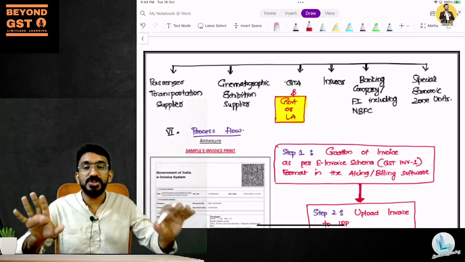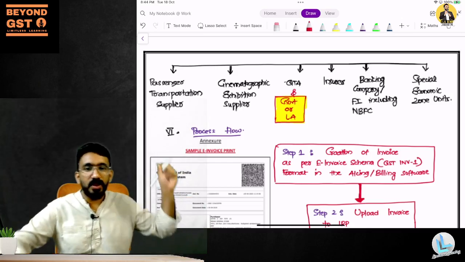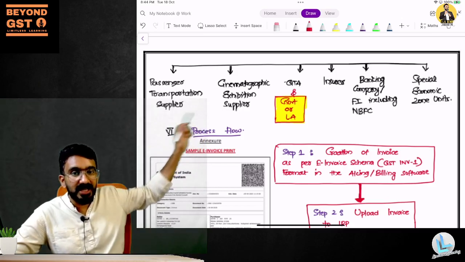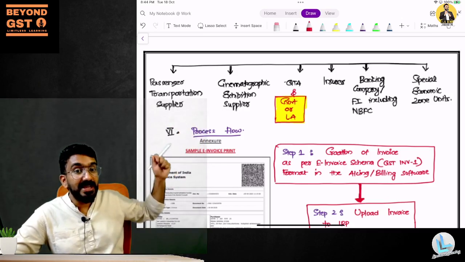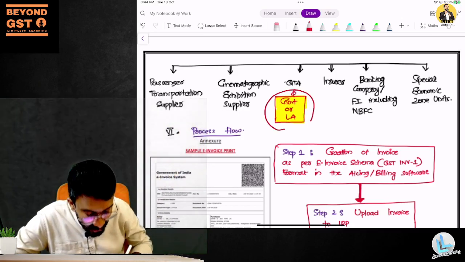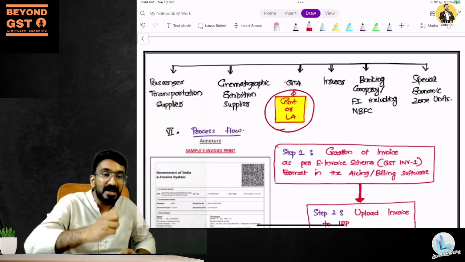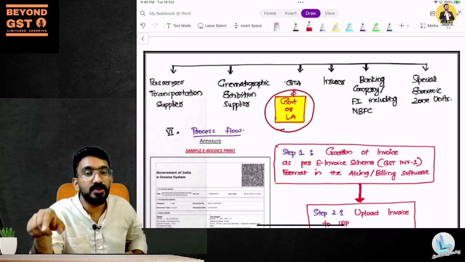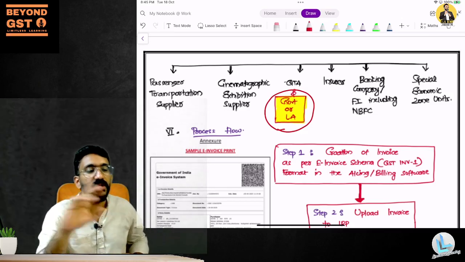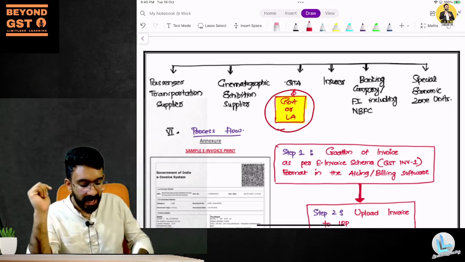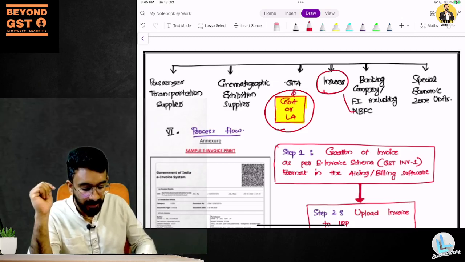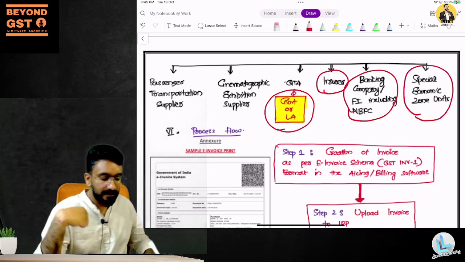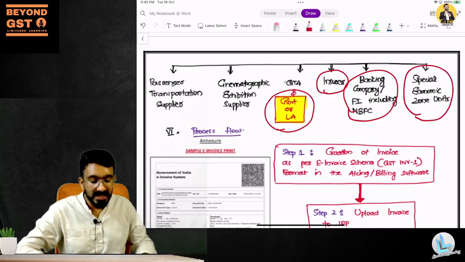PC Gibbs need not issue invoice even if their turnover exceeds. What is P? Passenger transportation supplier. C, cinematographic exhibition supplier. G, GTA, government and local authority. There's an amendment. They've added government and local authority. This government department, do they have to go ahead and then issue invoices? Not required. I stands for insurer. B stands for banking company, financial institution including NBFC. S stands for special economic zone.